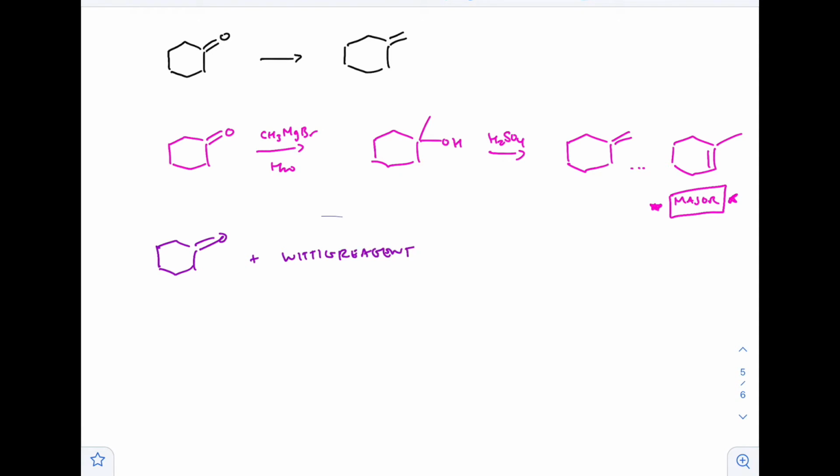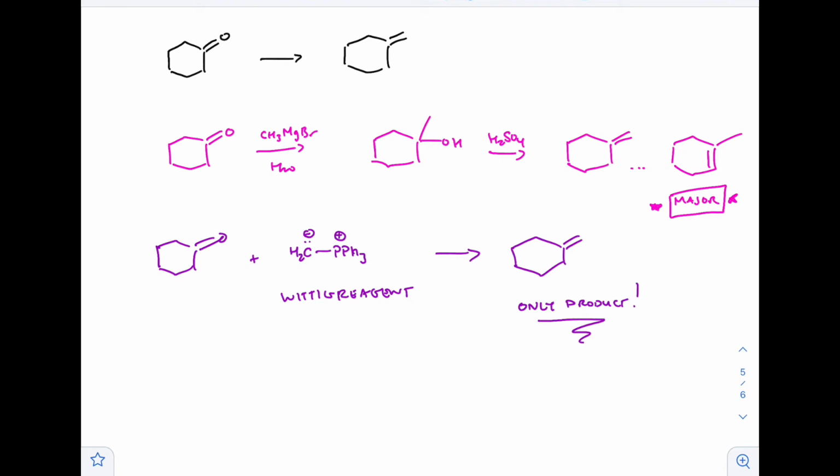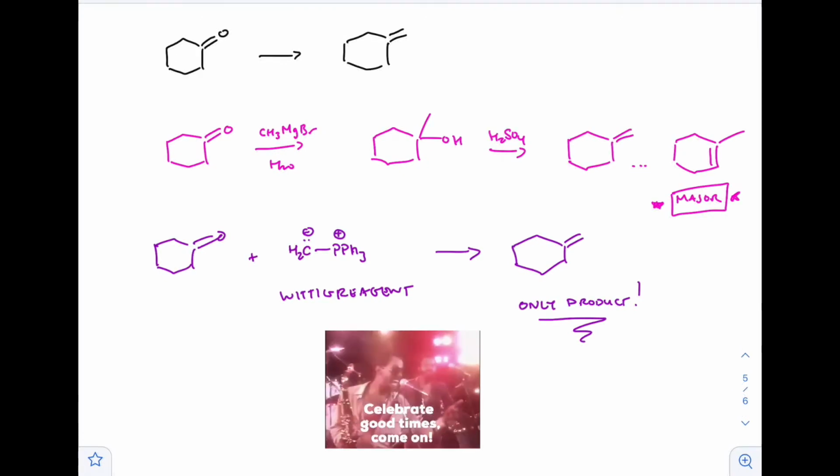Okay, so we need a better method, and that better method is the Wittig reaction. So when we have a carbonyl, that same cyclohexanone, in the presence of a Wittig reagent, also known as a phosphonium ylide, where we have triphenylphosphine bound to a carbon that has a negative charge on it. That's the reason why it's an ylide, because it's got a positive and negative charge right next to each other. And this reagent gives us our desired product as our only product.